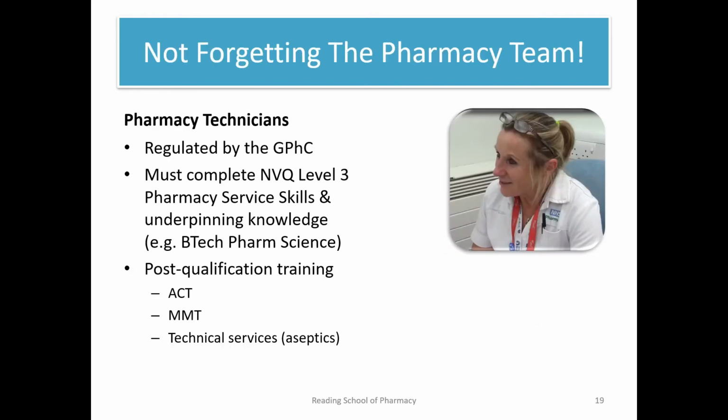And then we have the pharmacy team. I'm now going to run you through a couple of roles that you might not be that familiar with. So there's the pharmacy technicians. They're regulated by the GPhC. They must complete NVQ Level 3 Pharmacy Service Skills and have underpinning knowledge, for example, BTEC in Pharmaceutical Science. They can also take part in post-qualification training. So you have ACT, which is Accuracy Checking Technician, MMT, which is Medicines Management Technician, and then Technical Services, like aseptics.